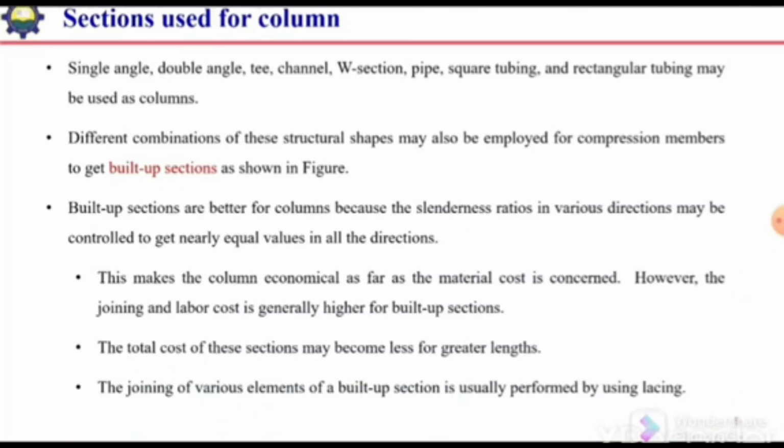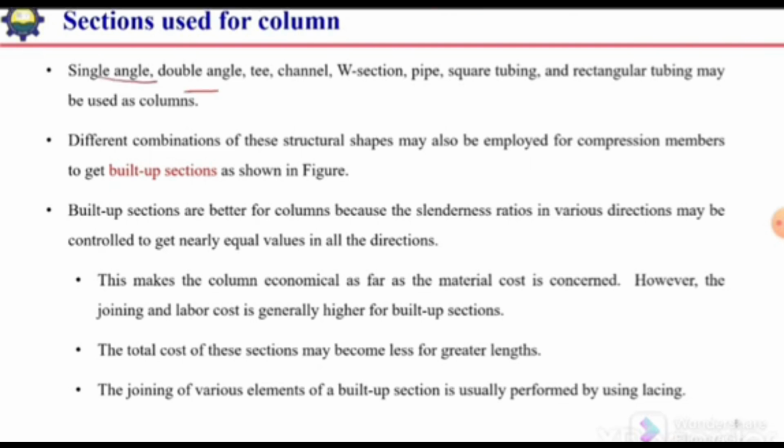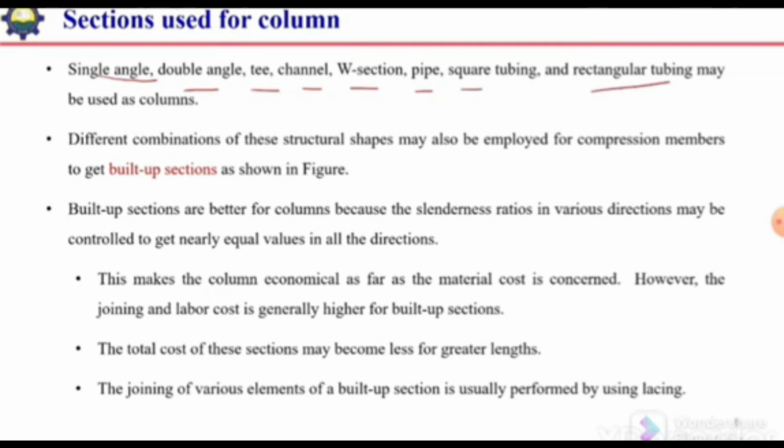Sections used for columns: we can use single angles, double angles, T, channel, W, pipe, square tubing, and rectangular sections. So almost all structural shapes can be used for compression members. We can also make built-up sections by using these structural shapes.